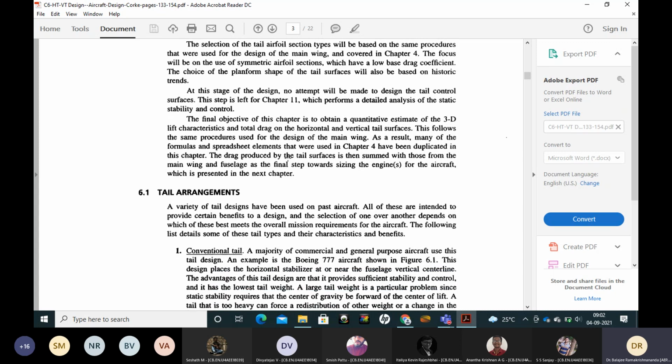Now, just like the wing, you will be estimating the 3D lift characteristics, the 3D CL alpha curve and CL by CD curve, and estimating the total drag on the horizontal tail and vertical tail. Finally, you will have wing drag, fuselage drag, horizontal tail drag, and vertical tail drag. You should add all of these things and get the minimum drag.